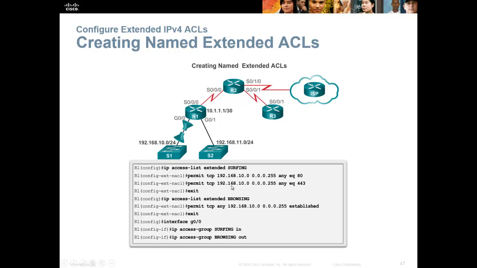And then I go to port gigabit 0/0. Remember, it's an extended, so it goes closest to the source. So I'm going to go to the very first interface from that network, and I'm going to allow surfing inbound to the router, and then allow browsing outgoing from the interface or the router, however you want to say that. So again, my PC would be allowed to go out port 80 and SSH, so I'd be allowed to go out to the internet.